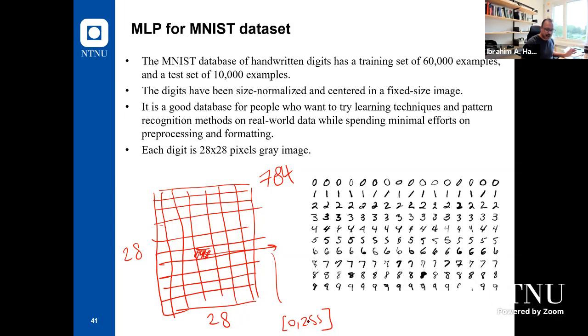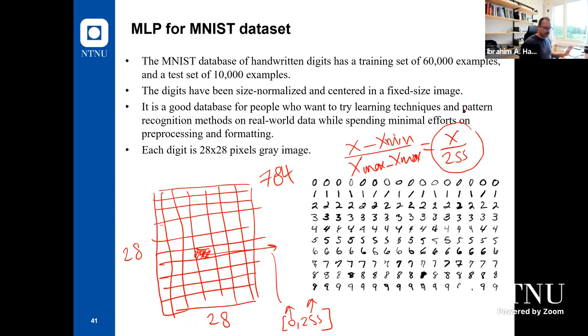Do you remember the equation for normalizing? If you want to normalize each pixel, it will be x minus x minimum, divided by the range. The range is x max minus x minimum, which means it will be x divided by 255, because the minimum value is 0 and the maximum value is 255, so the range is 255. If you normalize those images, each pixel value will be a number between 0 and 1. You just need to divide by 255, which is very important to normalize and standardize your dataset.